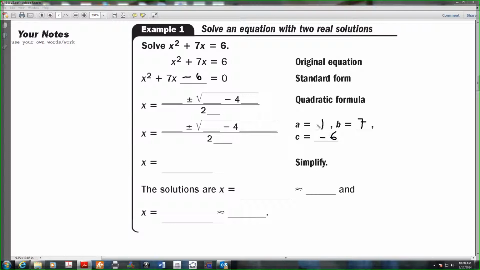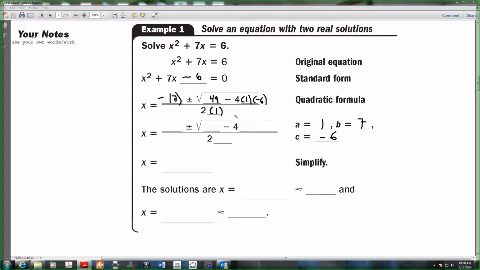Then all I have to do is plug it into my formula, which I have to memorize. Remember? So it's going to be negative b, and b is 7. Then b squared, which is 49, minus 4 times a, which is 1, times c, which is negative 6, all over 2a, and 2a is 2 times 1.